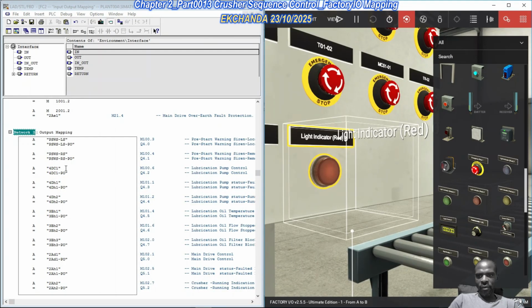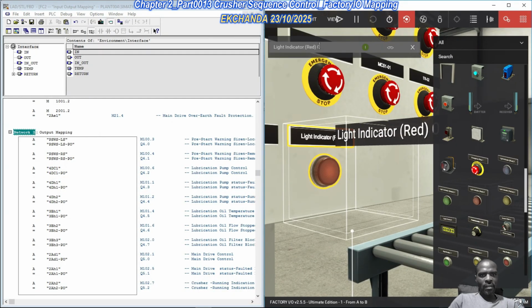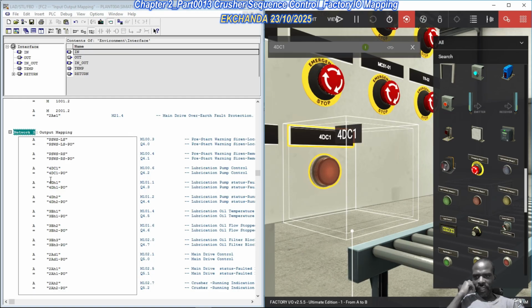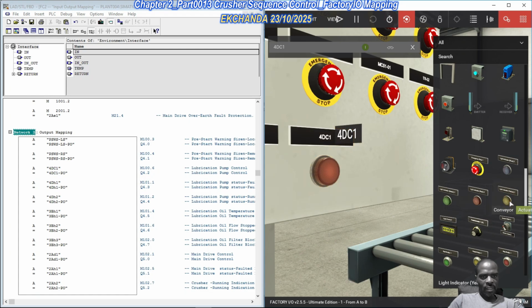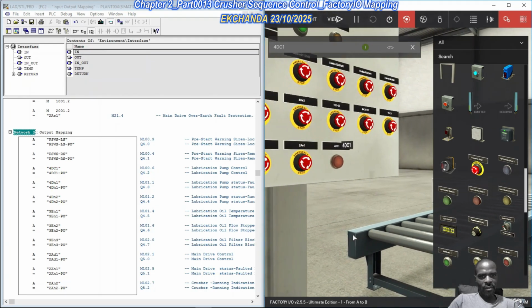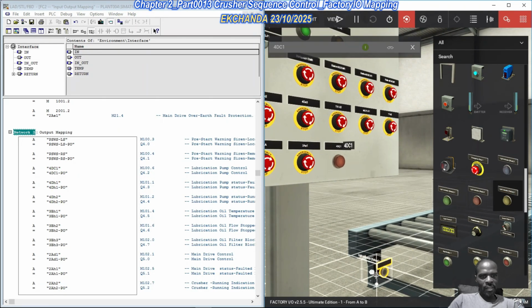is going to be 4DC1. So this is for 4DC1. Okay, so we've taken care of 4DC1. Then lubrication pump fault status is 4DH1. Okay, so for a faulted state, maybe we can use yellow. So for a faulted state, we use yellow.